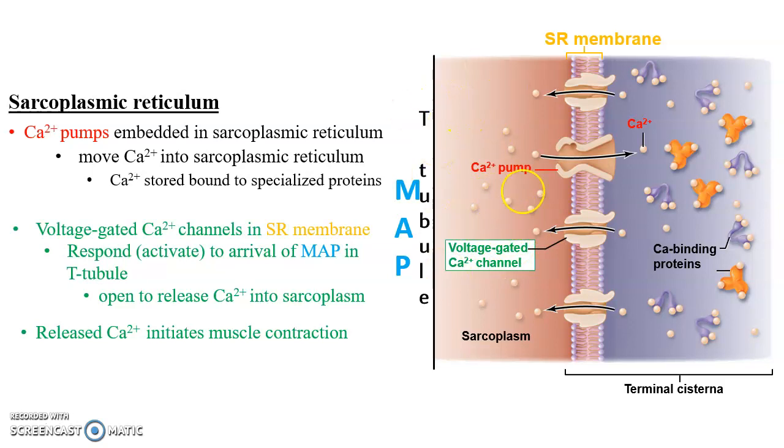So the change in charge, the muscle action potential, causing sodium ions to flood into the cell through the walls of the transverse tubule, will trigger voltage-gated calcium ion channels in the membrane of the sarcoplasmic reticulum to open, and then calcium ions will flood out, initiating the muscle contraction.